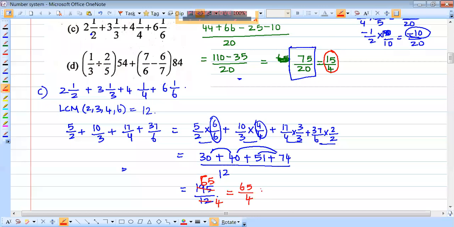65 by 4 is the right answer. Suppose if you write 195 by 12, it is also not a wrong answer. If there is a chance to simplify, you have to simplify. That is mandatory.